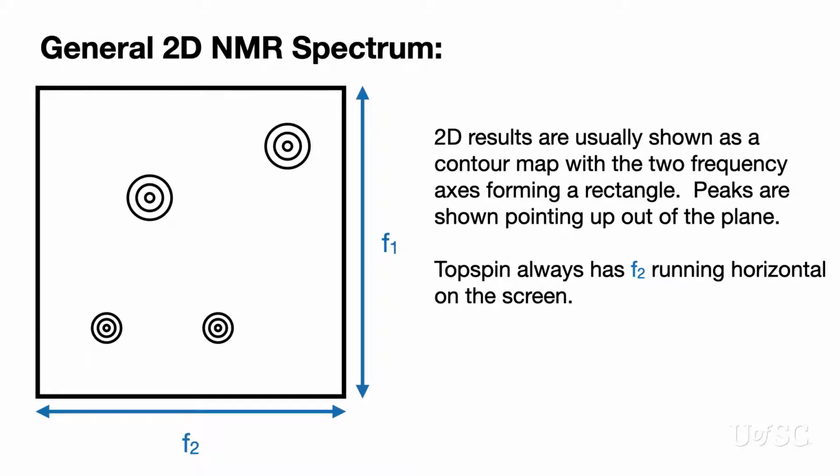2D results are usually shown as a contour map. The two frequency axes form a plane. NMR signals are displayed as contours much like a topographical map. Rings of the contour slice through the peak and get smaller as the height of the peak naturally tapers. We will get a better view of this a little later.